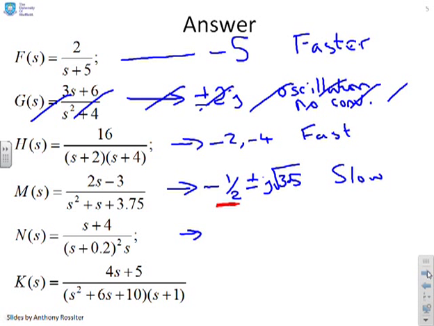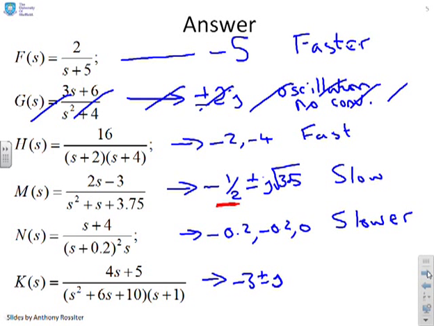The next one has got poles at minus 0.2, minus 0.2 and 0, so this one's going to be even slower because the poles are moving closer to the imaginary axis. And the final one at the bottom has got poles at minus 3, plus or minus j, and minus 1. So this is the middle. You'll see it's faster than the two we've marked as slow, but not quite as fast as the one we've marked as fast because it's got this pole here at minus 1.